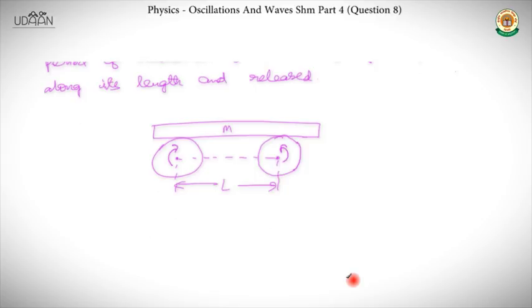So since there will be SHM because they are rotating in opposite directions. Yeah, exactly. Okay. So let's see what happens if it is slightly displaced from the mean position. Right. So this will be the position of the bar when it is slightly displaced from the mean position. Initially the center of mass was here, but now it is displaced to this point.